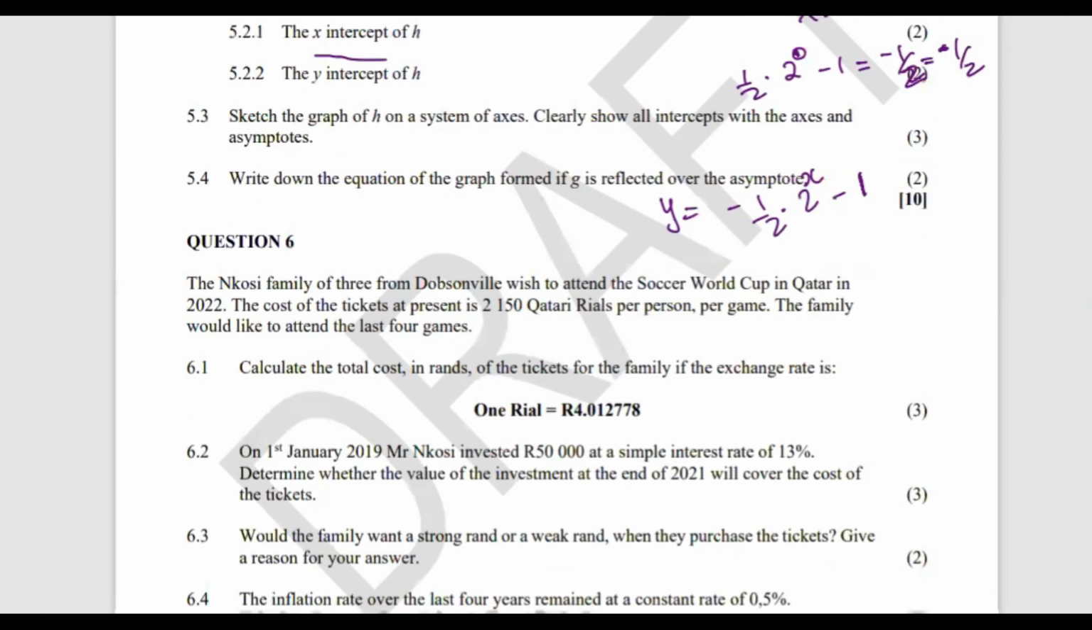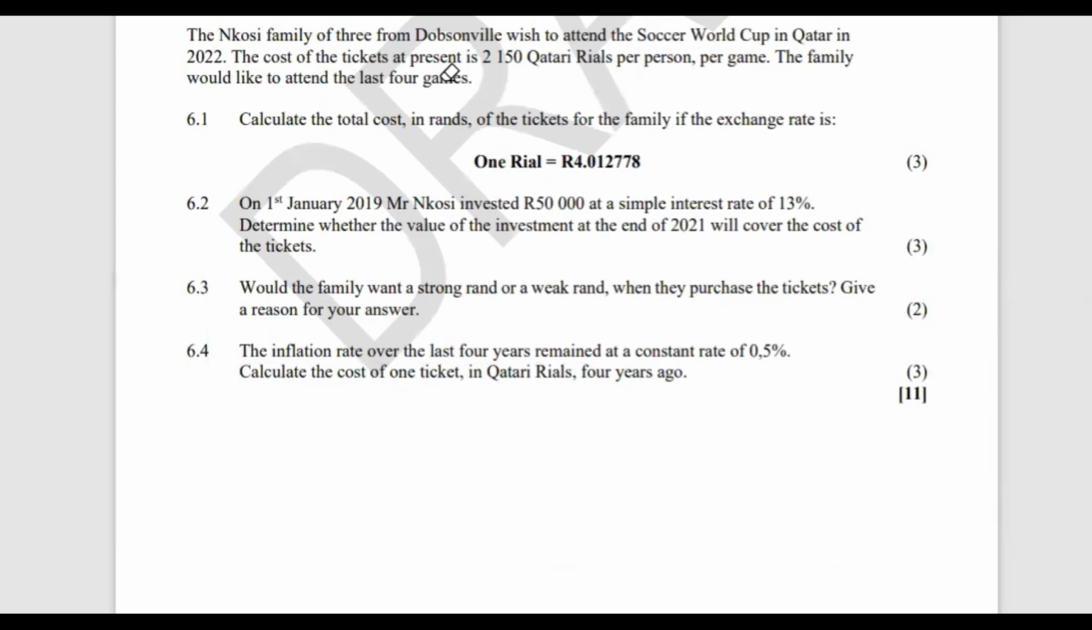Question 6. When the Nkosi family of 3 from Dobsonville wish to attend the so-called clapping for TAP 2022, the cost of the tickets is 2,150 per person per game. The family would like to attend the last 4 games. Then the total cost in rands for the tickets for the family is what they want us to calculate. And this is the exchange rate.